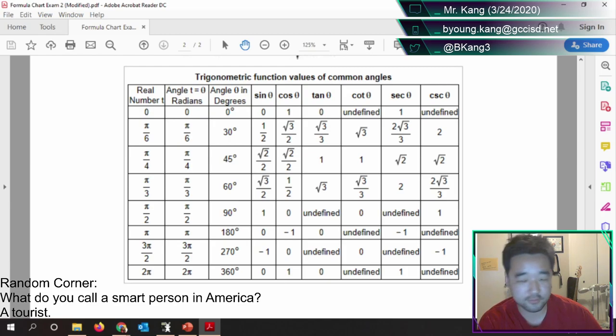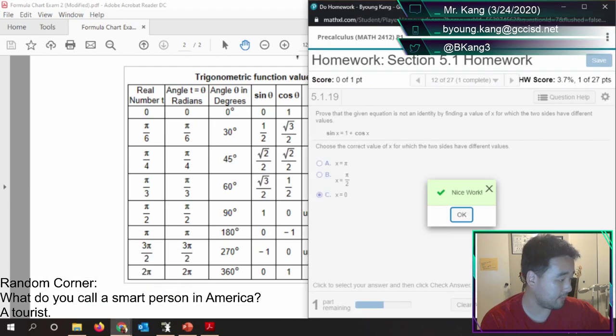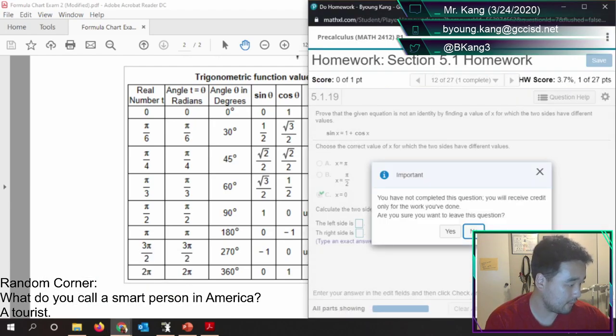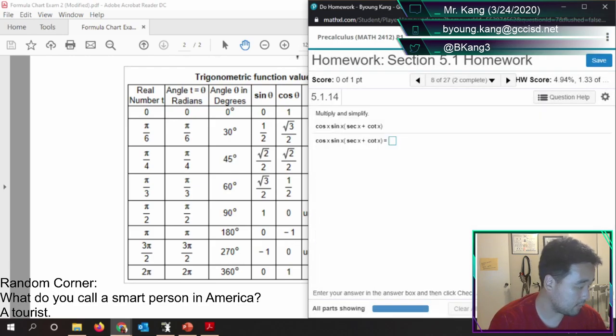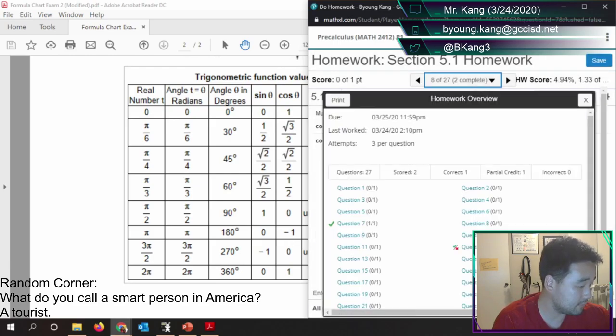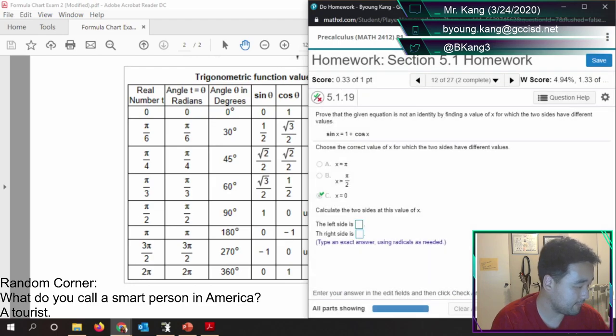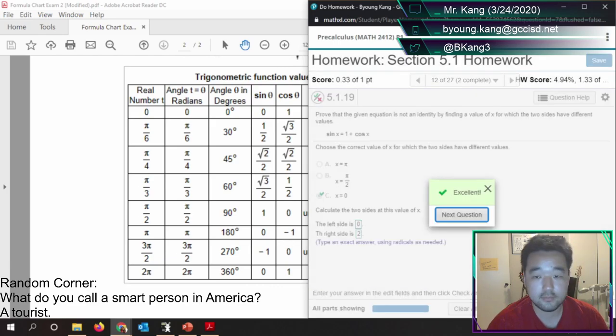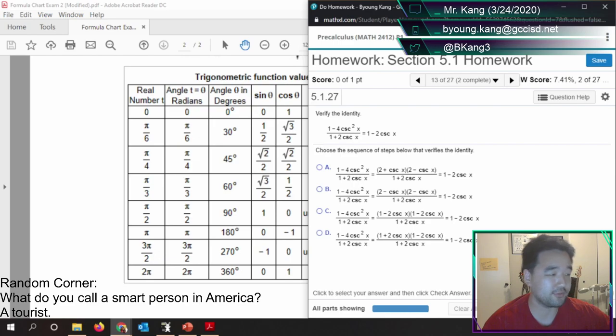Okay, next one was number 8. Let's flip over to that one. Yeah, leave the question. Oh, I'm sorry, there was more to number 12. I was wondering why it gave me that thing. Oh, so yeah, they just want you to type in the left side would have been 0, the right side would have been 2, because 1 plus 1 is 2. Is that it? Okay, no, we're actually done with that one now.